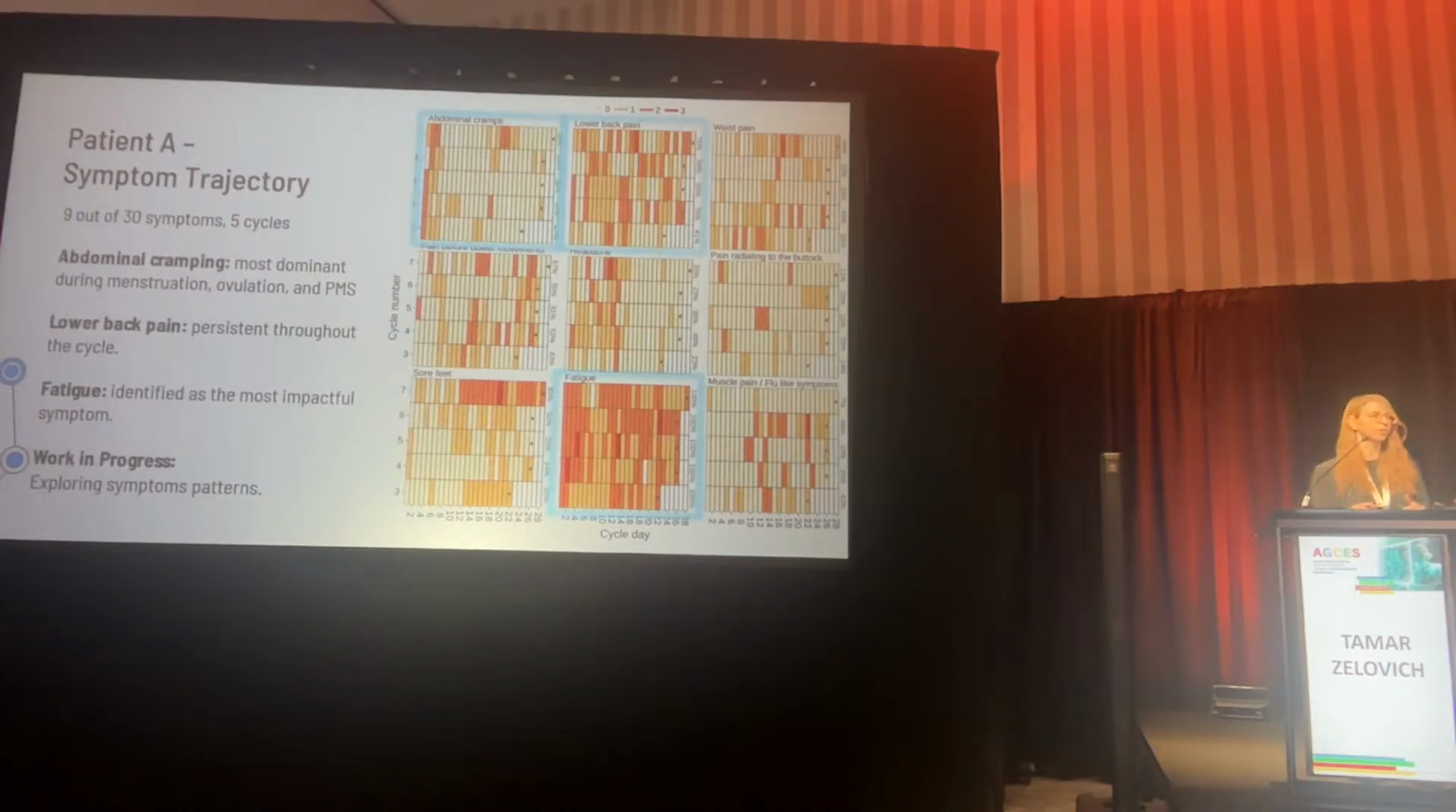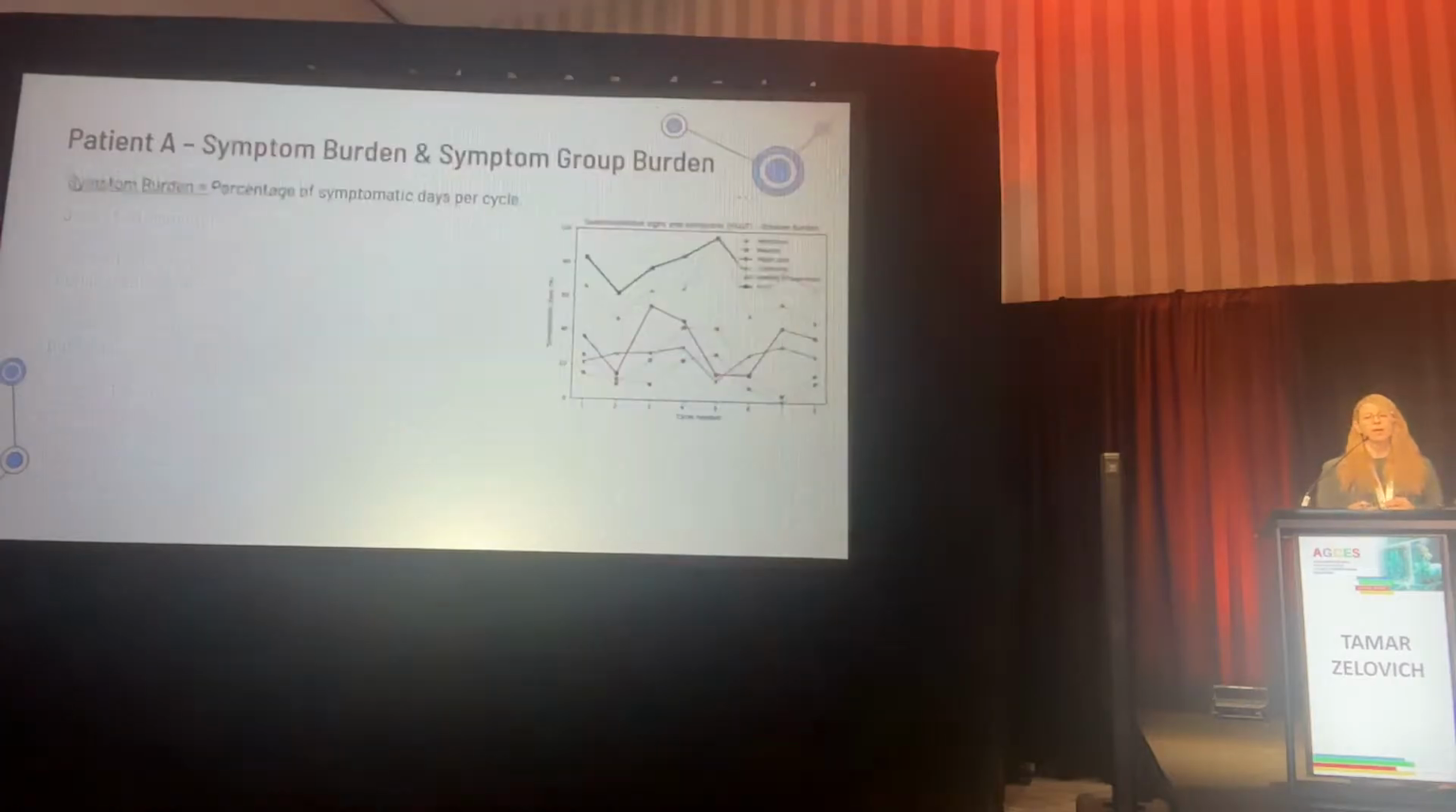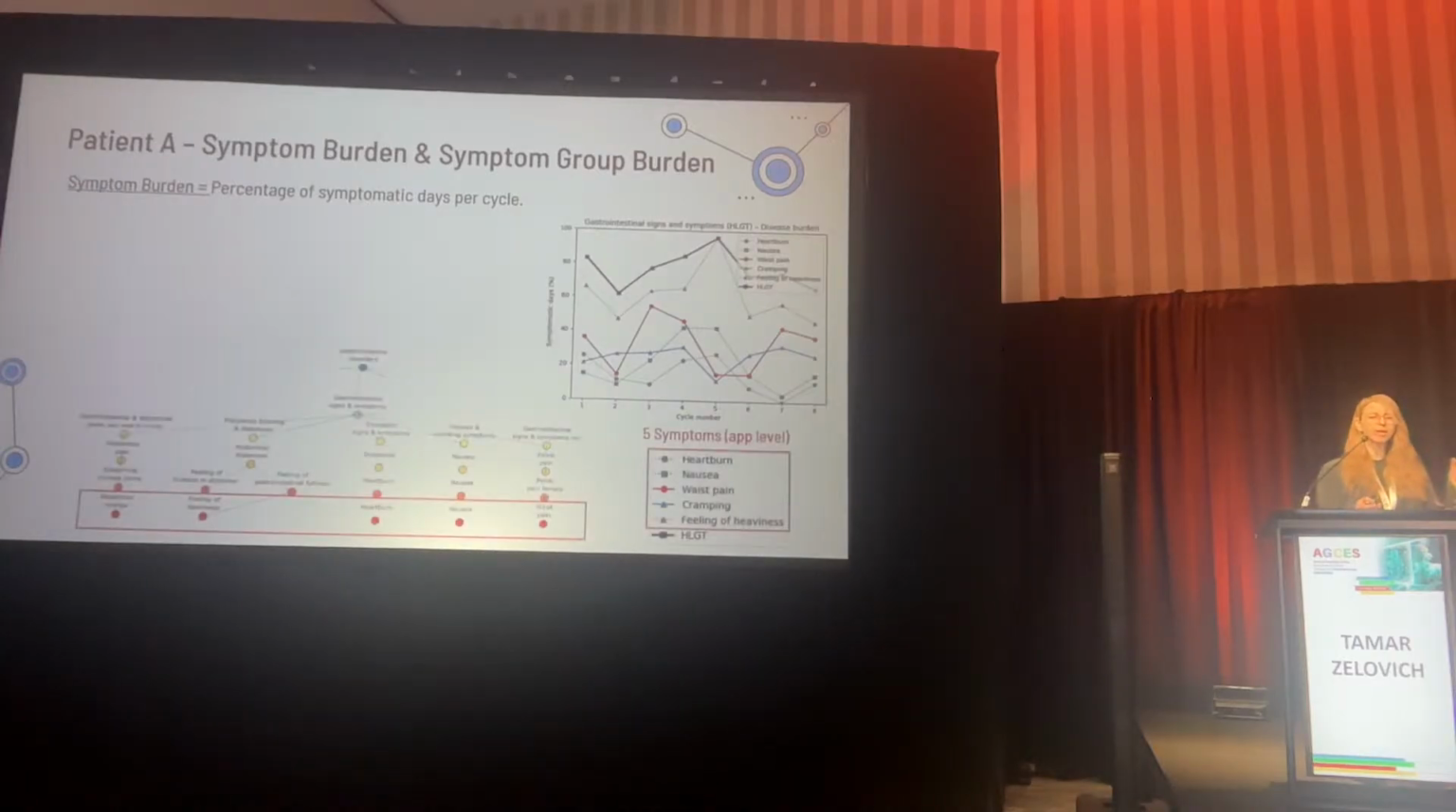The next step, we start looking for detecting patterns, and then to have a machine learning that can detect patterns for each patient separately. Next, we define the idea of symptom burden and symptom group burden. So symptom burden is the percentage of symptomatic days we have per cycle. So here again, we have 5 symptoms for one patient. We're looking at all 5 of them: heartburn, nausea, wasting, cramping, and feeling of heaviness.